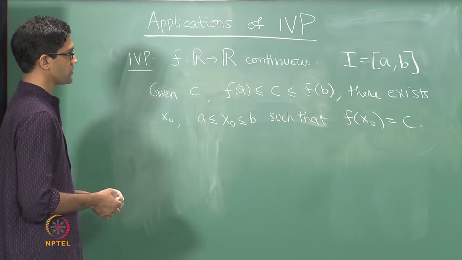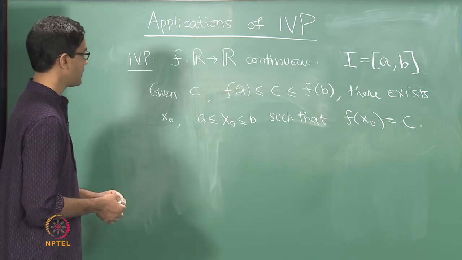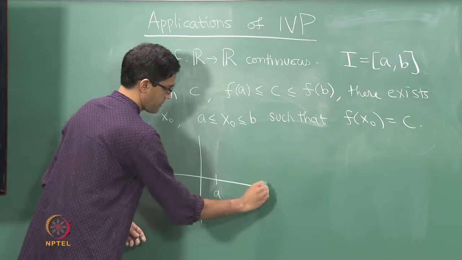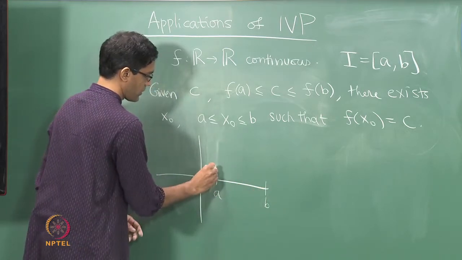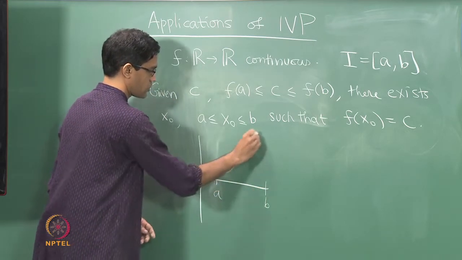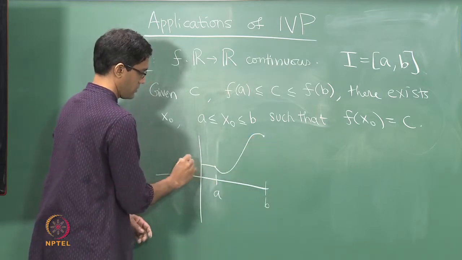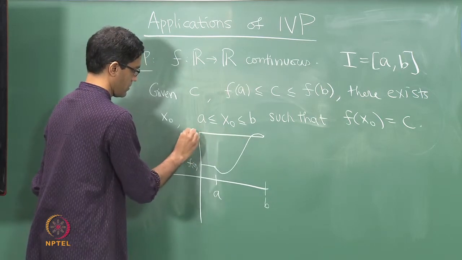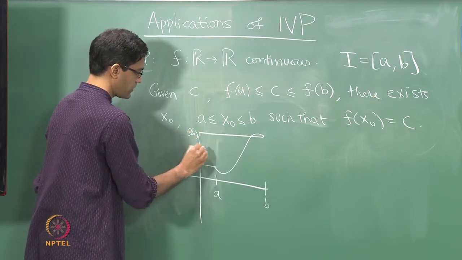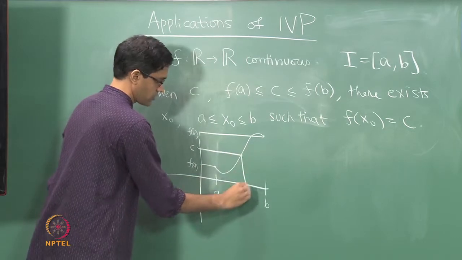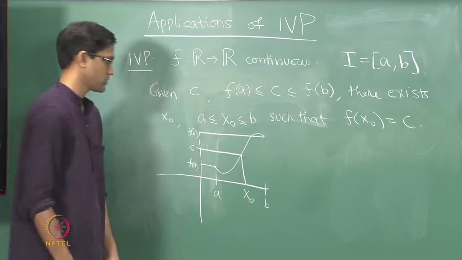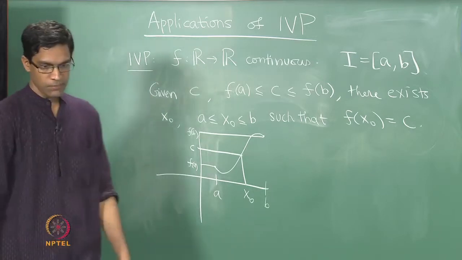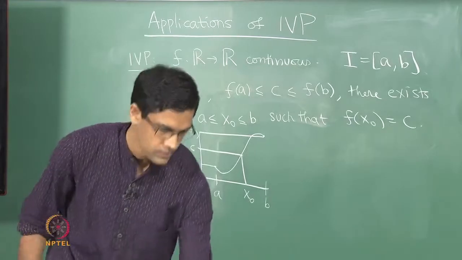If you're given a continuous function and you have an interval I, so here's a, b, and if you're given a function which goes between the boundary values f of a and f of b, given any y value between the two, there is an x value at which that y value is attained. That is basically what the intermediate value property says. So let us look at some very interesting applications of the intermediate value property.